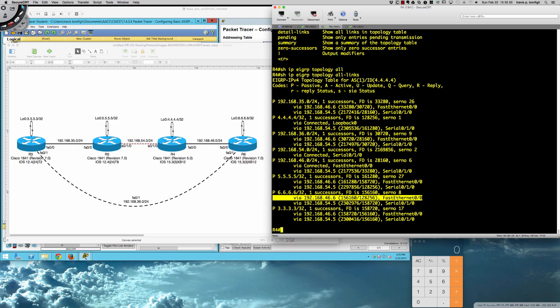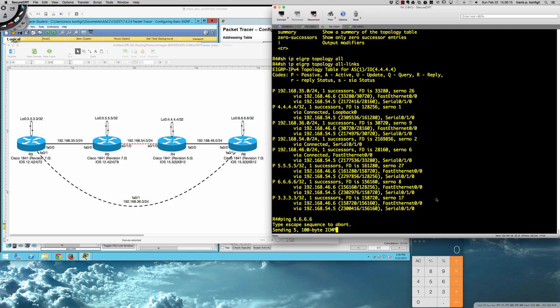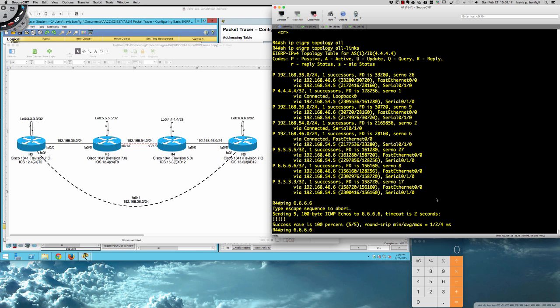So here's what we're going to do. That's a backup route, right? Actually, let me make sure I'm clear on this. Router 4 going through router 5 is a legitimate route. You can see that EIGRP has calculated things here. It's just that it doesn't meet the feasibility condition. So I'm going to do an extended ping here. Let's ping 6.6.6.6. And as you can see, we've got connectivity.